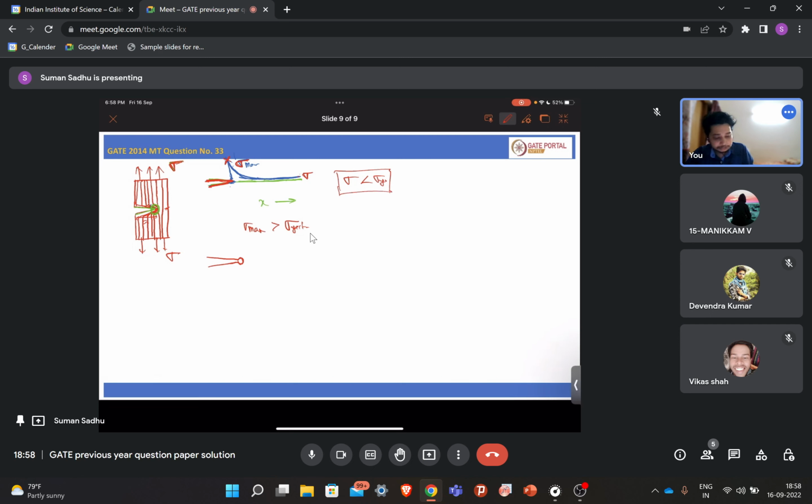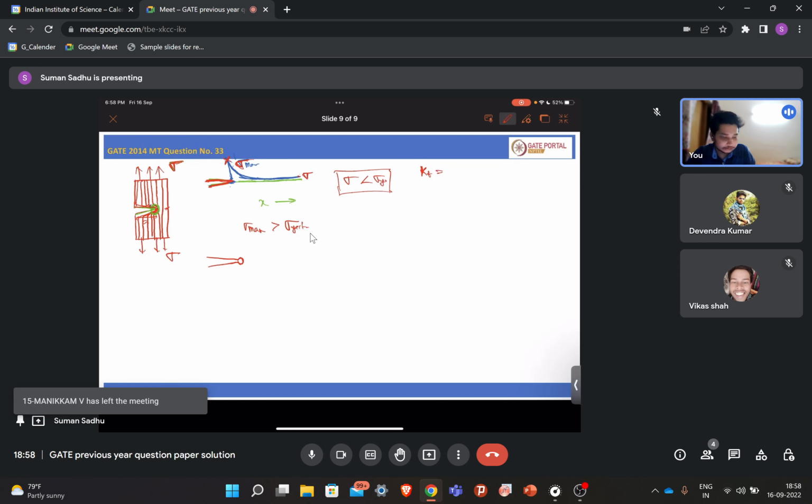Although you are applying a stress less than your yield strength, because of the stress concentration, the stress at the crack tip is too high. This is given by this ratio, Kt, the stress concentration, which is sigma max by sigma. This is stress concentration, not the stress intensity factor or fracture toughness. Because of this, your crack tip will get blunted.